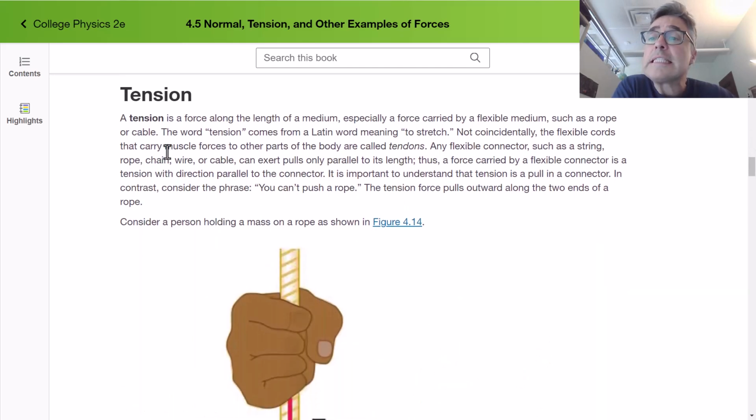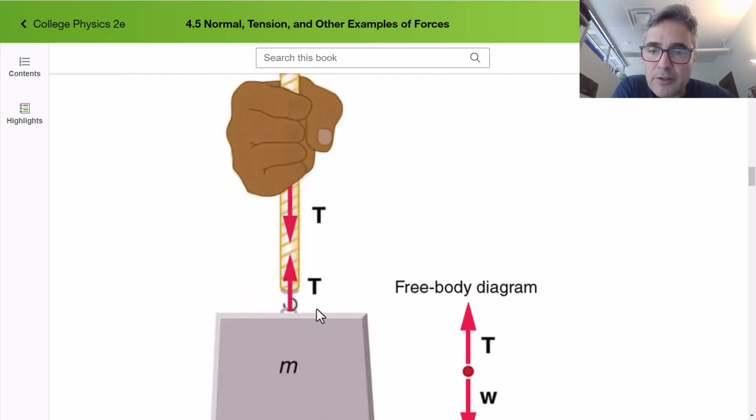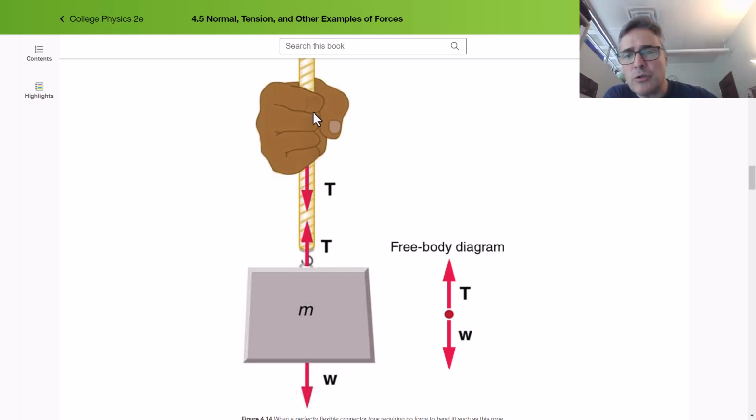Next force is tension. Tension is a force that comes from a string or a cable or a chain or something like that. So in this example, this person is grabbing on to a string which is holding up a mass. The tension in the string is what pulls up on the mass. It also pulls down on this person's fist.